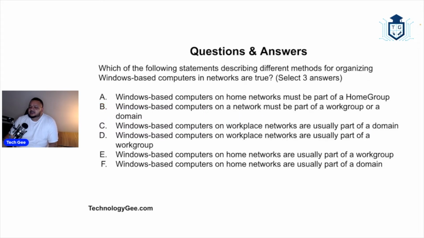Which of the following statements describing different methods for organizing Windows-based computers and networks are true? So select three of these. Would it be Windows-based computers on home networks must be a part of a home group? Would it be Windows-based computers on a network must be part of a work group or a domain? Would it be Windows-based computers on workplace networks are usually part of a domain?